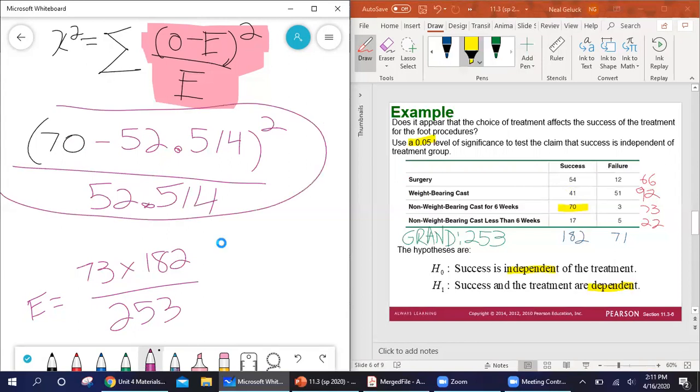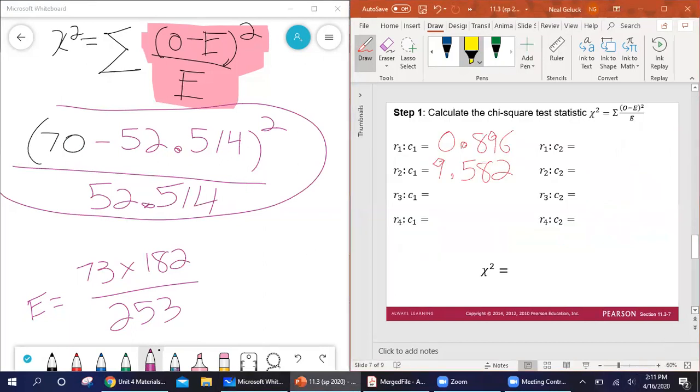I run all these numbers. Oops. I run all those numbers, and that gives me the value that I'm going to use for row 3, column 1, which is 5.822.